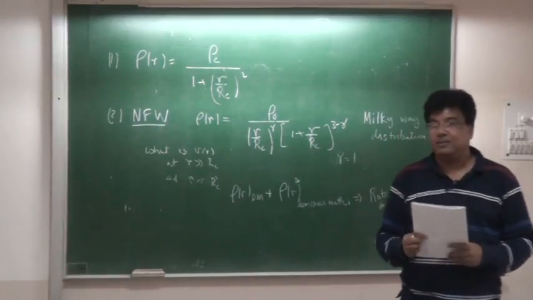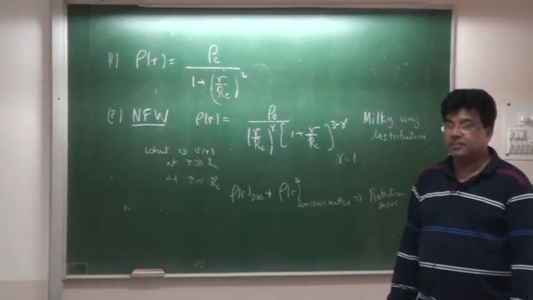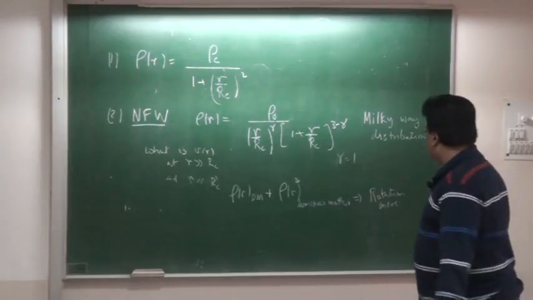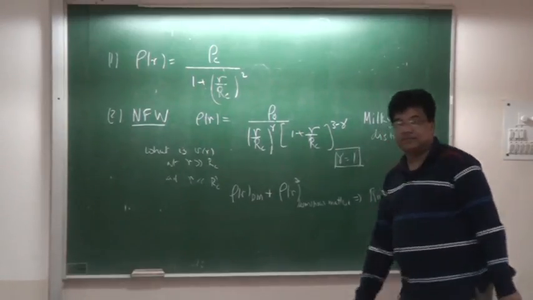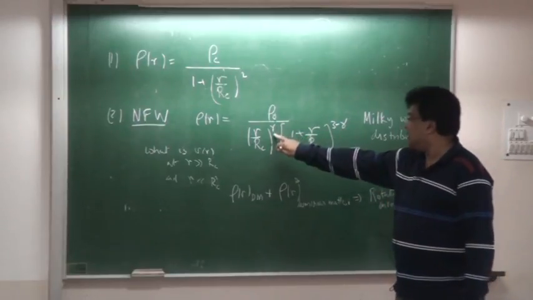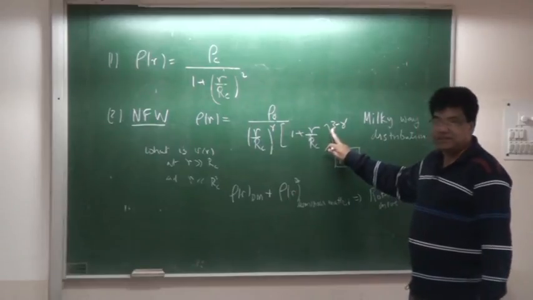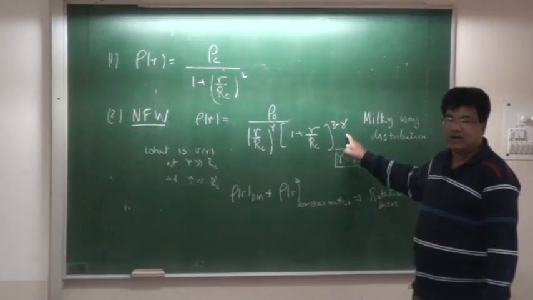Sir, this gamma is a parameter in the NFW model. What is its range? Gamma is close to 1, as I have written here. Most of the NFW is written with gamma equal to 1. So here you just write this and you write 2 here. That is the generic NFW. But small variations of NFW will have an arbitrary gamma.